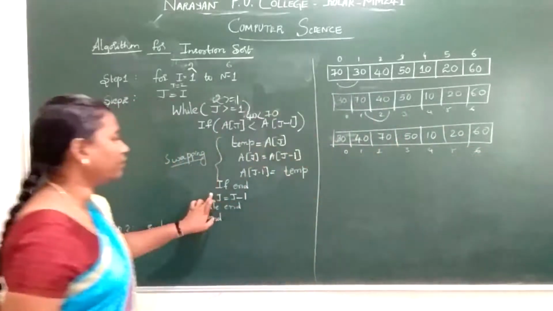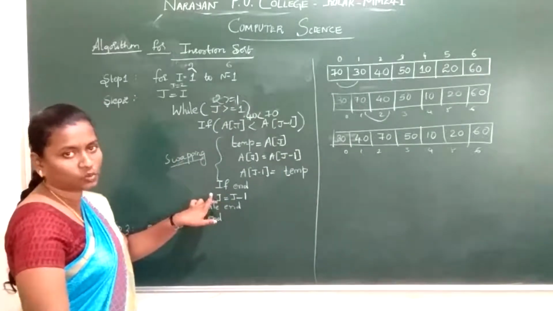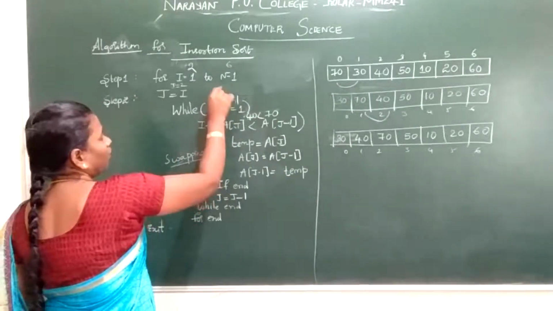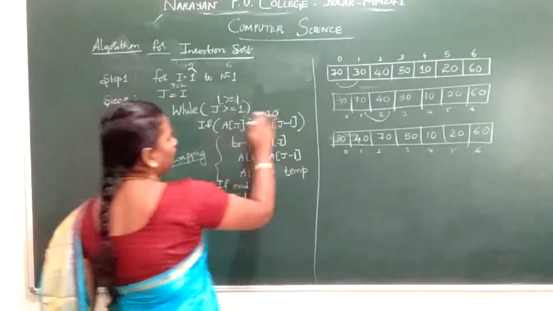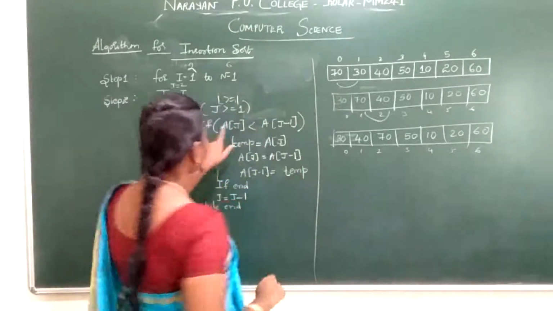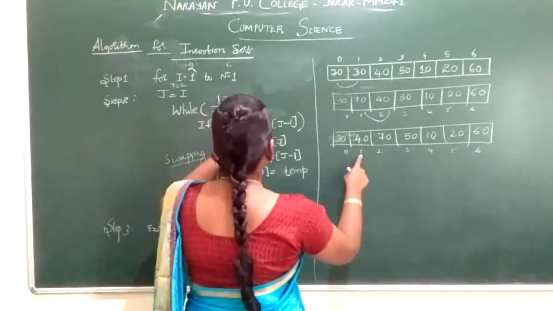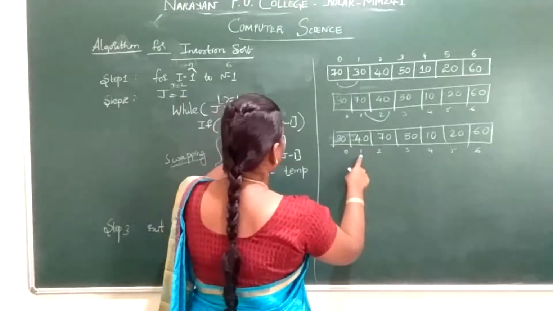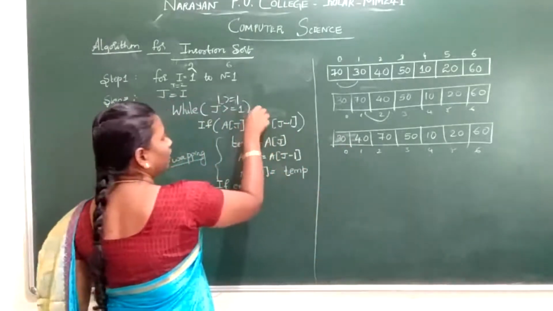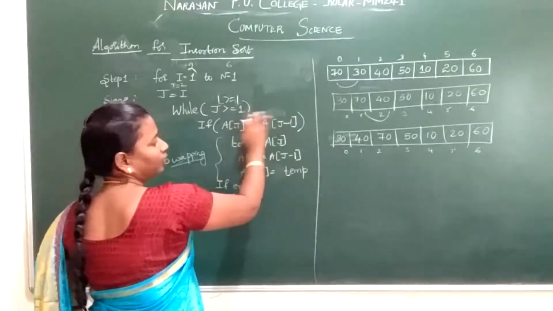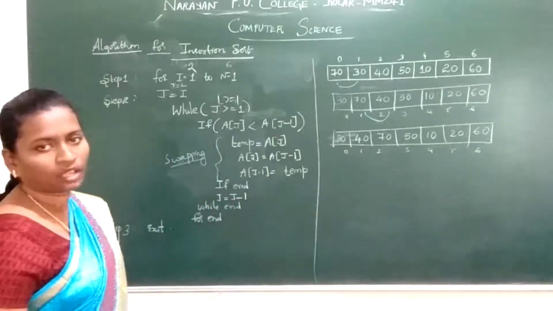Now again j will become j minus 1. 2 minus 1 is 1, so the j value is 1. 1 is greater than or equal to 1. Yes, the condition is satisfied. What is there in a of 1? In a of 1 I have 40. 1 minus 1 is 0, and a of 0 is 30. Is 40 less than 30? No, the condition fails. So we'll come outside the while condition.